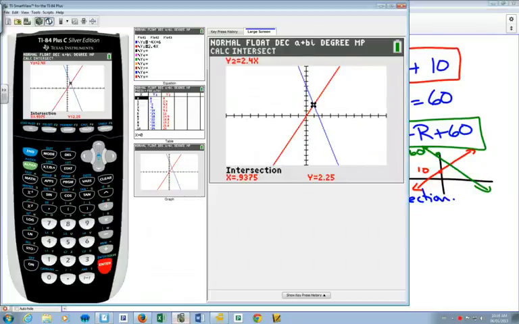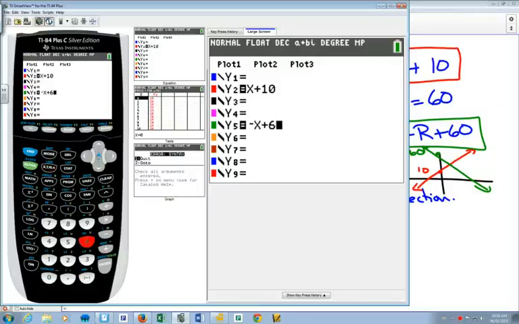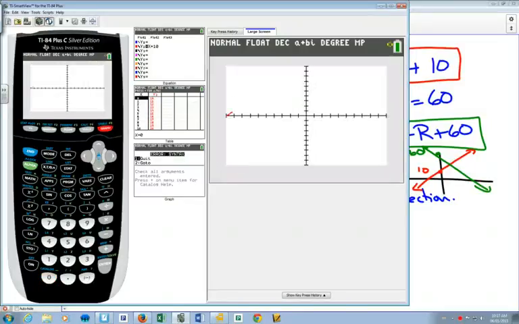So when I go to my graphing calculator, my red one was x plus 10. My green one was negative x plus 60. Remember, use the negative sign, not the subtract sign. And when I go to hit graph here, I see part of my red graph, but I don't see my green graph at all. This is why it's nice to do this little sketch off to the side first to see our window.